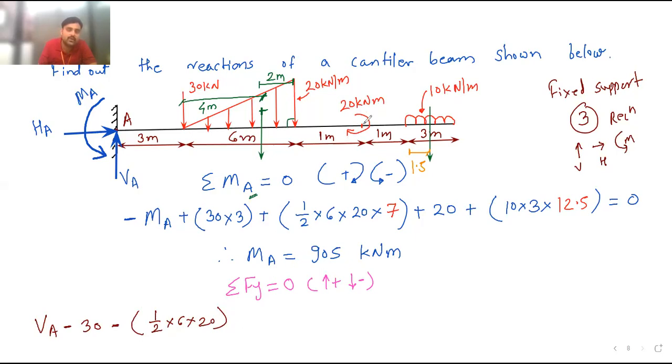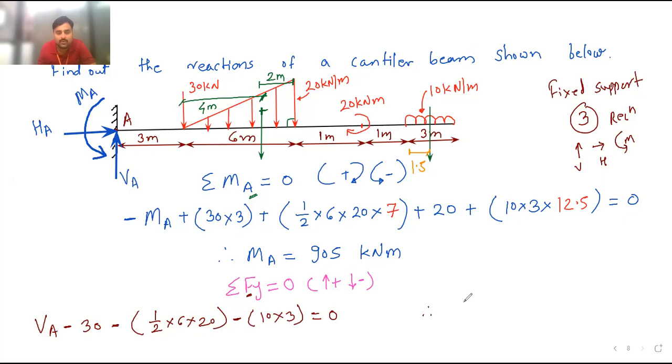Correct. So 20 will not come in this equation as we are using the equation of summation Fy. F stands for force, not for the moment. So leave this 20. Now this UDL: convert this UDL into the point load and it is acting downward. So it is minus 10 into 3, which is equal to 0.